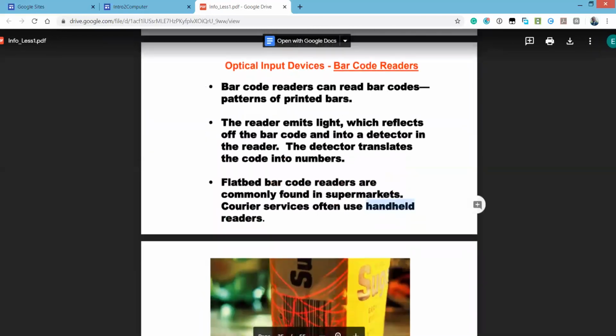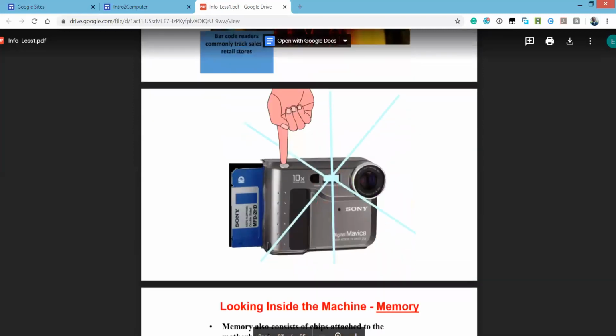Okay, so here we say it emits light which reflects off the barcode and into the detector, which is the device or the reader. The detector translates the code into numbers. Computers understand zeros and ones. They don't understand a lot of alphabet. All they know is zeros and ones. So usually they transfer them to zeros and ones for it to understand, and then gives you back the information that you need.